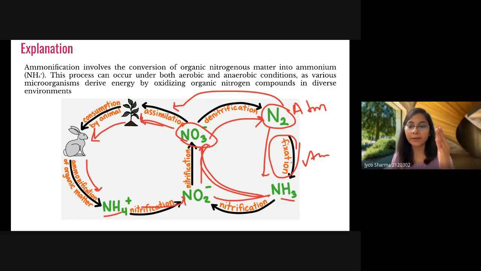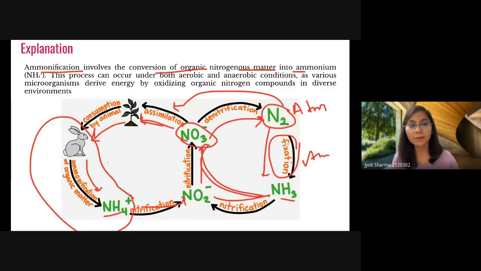And then again there will be kind of a circle. So what I was about to tell is, this is the nitrogen cycle, and in that nitrogen cycle we have ammonification, N2 to NH3. This process will come under ammonification. It involves the conversion of organic nitrogenous matter into ammonium. So this part will come under ammonification, and it can occur under both aerobic and anaerobic conditions. And various organisms derive energy by oxidizing organic nitrogen compounds in diverse environments.